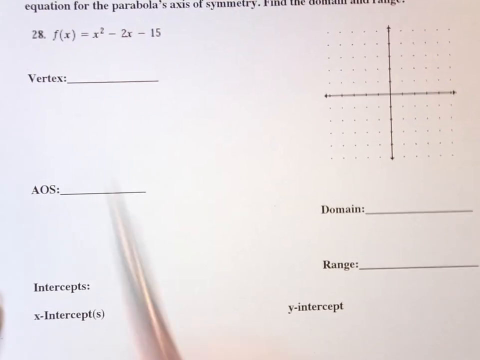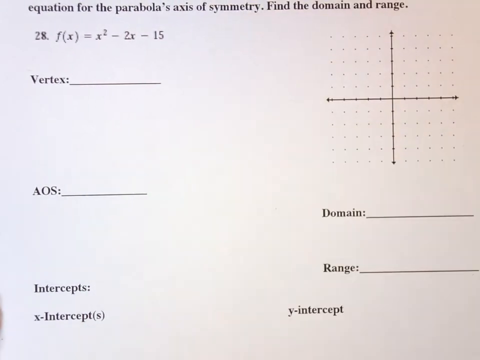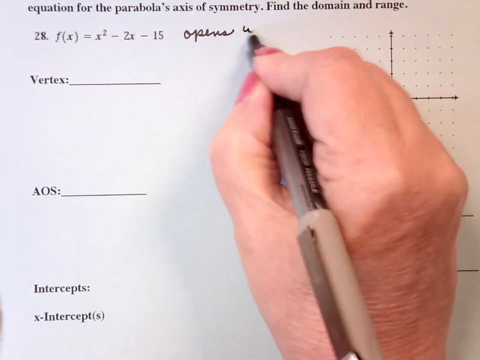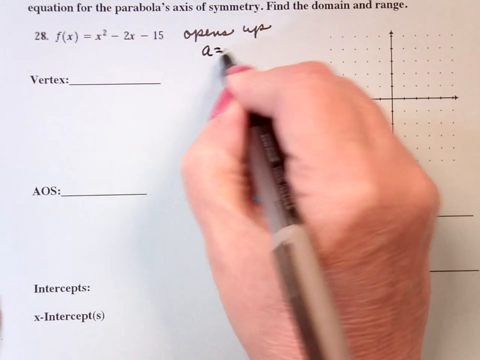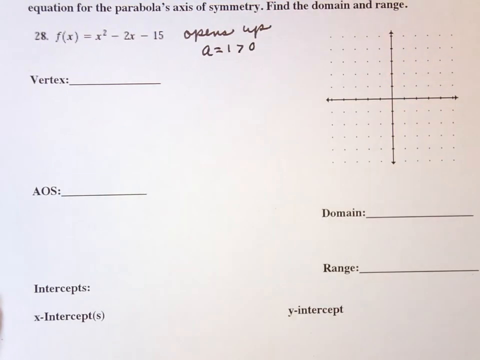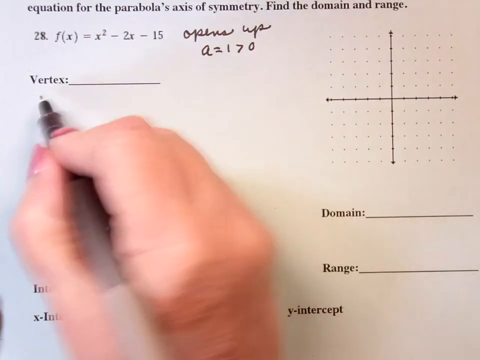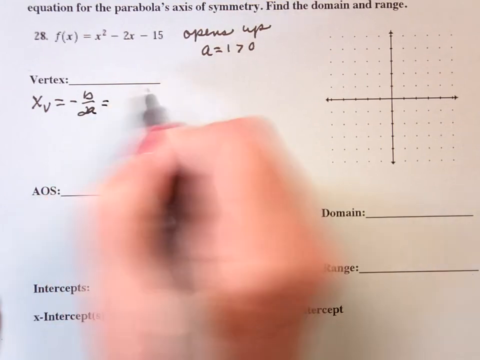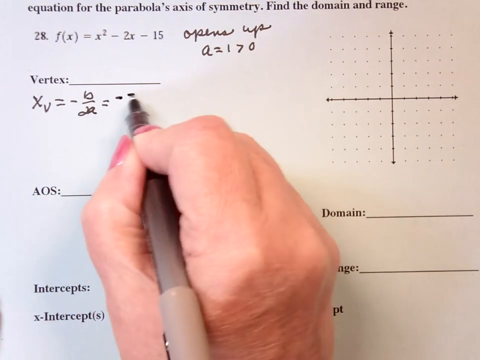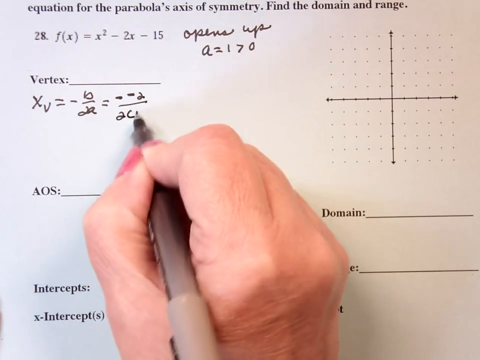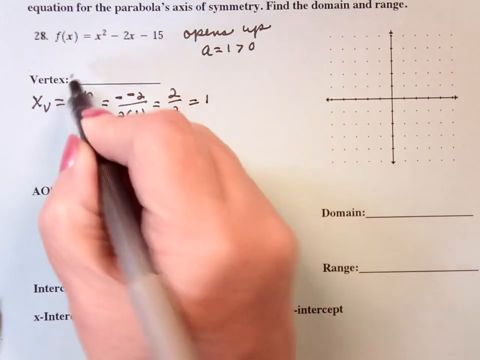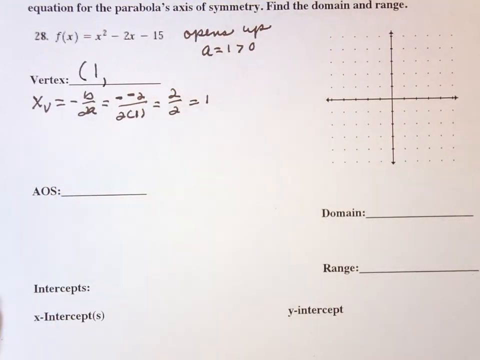The first thing you want to go after is the vertex. By the way, how does this guy open? Up, because a is 1 and is positive, so it opens up. What's the vertex? The x-coordinate of the vertex is minus b over 2a, which is minus negative 2 over 2 times 1, which is 2 over 2, or 1. So the x-coordinate of the vertex is 1.